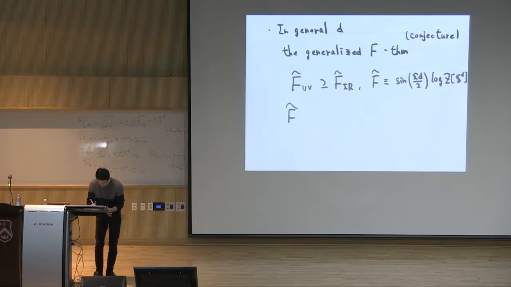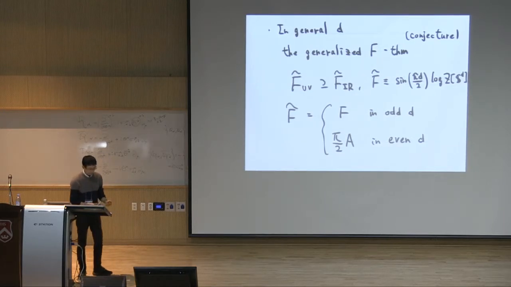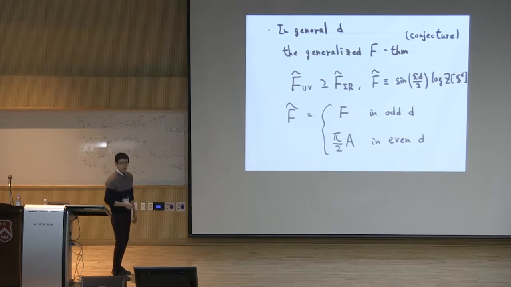So F tilde is equal to F in odd D, while in my convention, it becomes pi half times A in even dimension. By the way, when you define this, you implicitly use dimensional regularization. So this is a basic assumption. Probably some of you were worried about the UV divergences for the Poisson function, but if you use dimensional regularization, then F tilde becomes finite. So this is probably one of the most general conjectures for the C theorem in any dimensions.